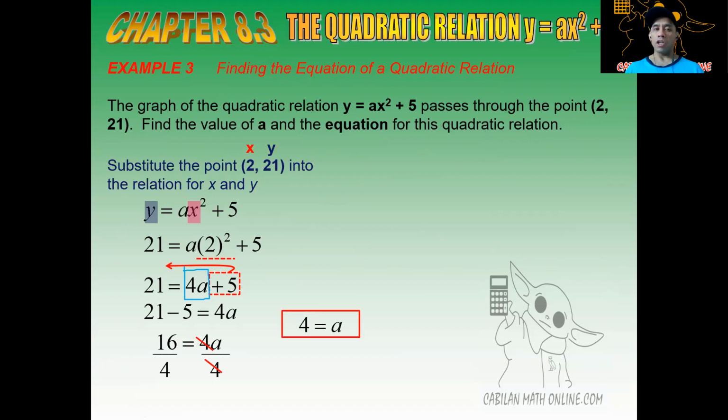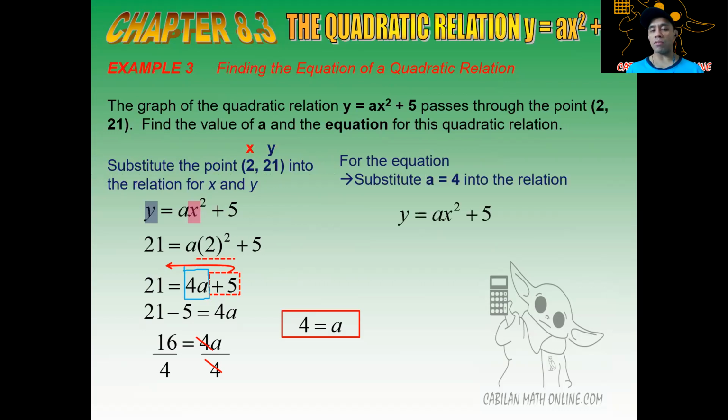So the math behind this, believe it or not, we're pretty much done, but we haven't fully answered the question yet because we still need to come up with the equation. To come up with the equation, what we have to do is take the y equals ax squared plus 5 and simply replace the a with a 4. So the equation for this particular question is y equals 4x squared plus 5.